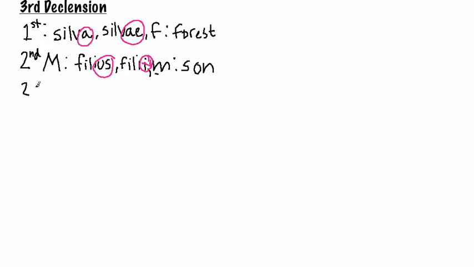Now second declension neuter. And I'll give you the example of bellum, belli, neuter, war. Okay, and as you can tell, the endings for that are going to be um and e. Okay, so now to add third declension onto that list. I'll give you a few third declension nouns, and hopefully you'll be able to detect a pattern.